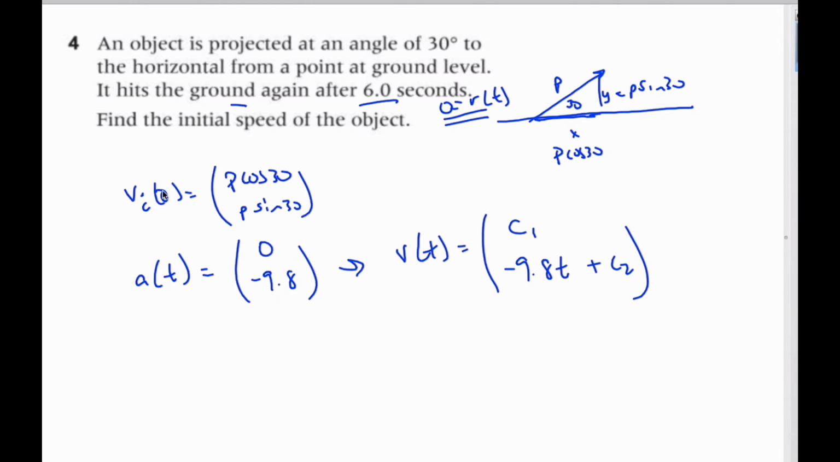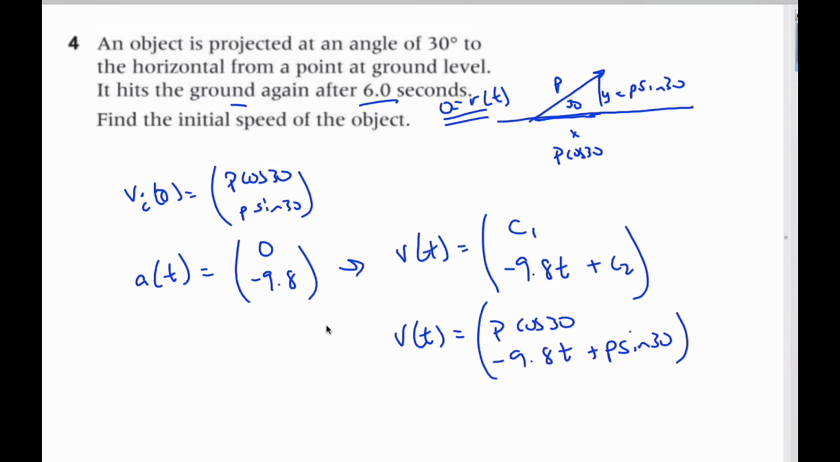I know my initial velocity at 0 is these values, so if I make t 0, I end up with these. That means my velocity function I can write as p cosine of 30, negative 9.8t plus p sine of 30.